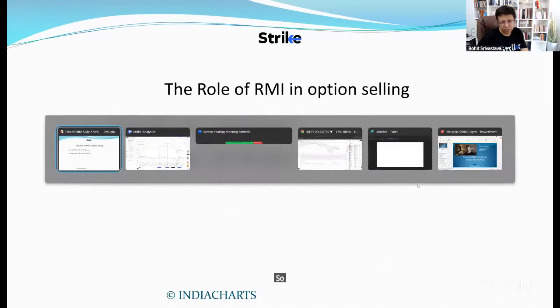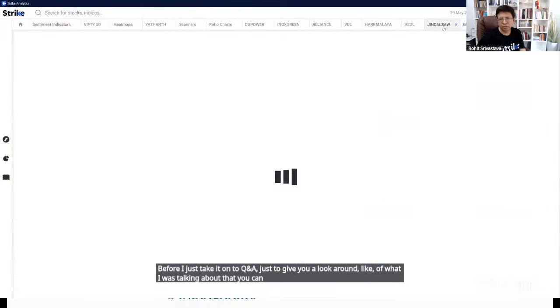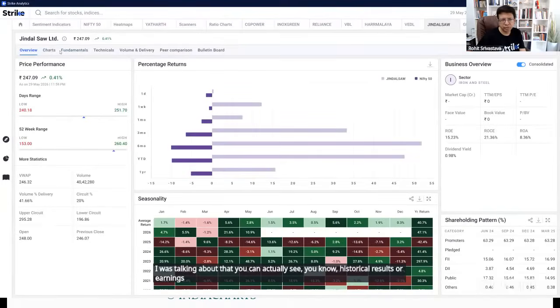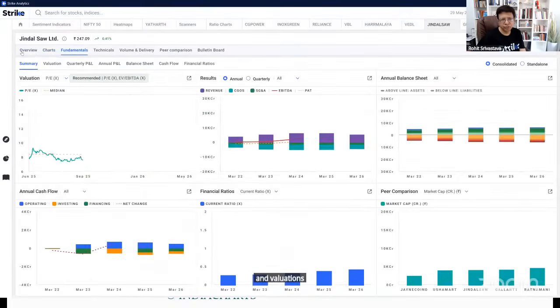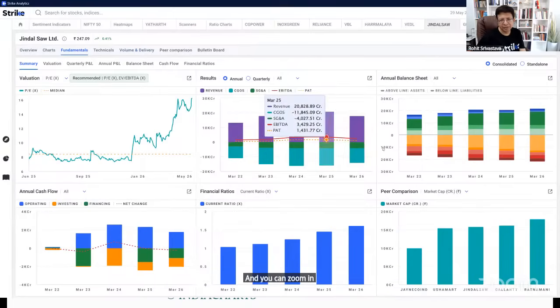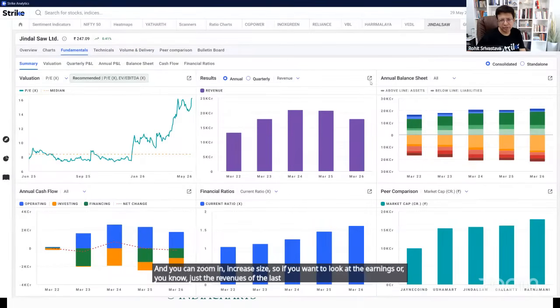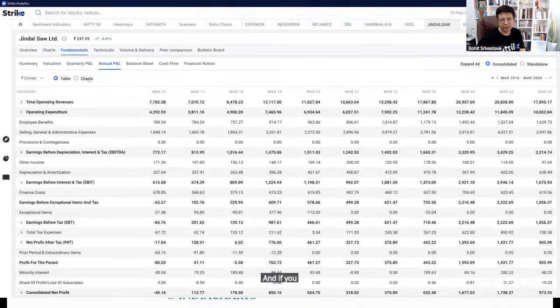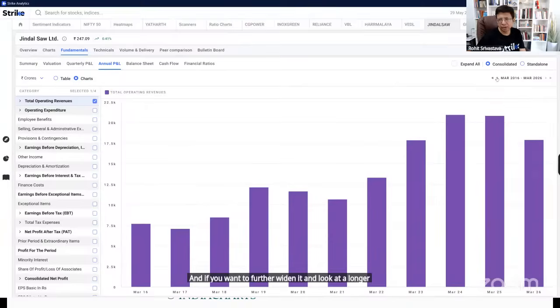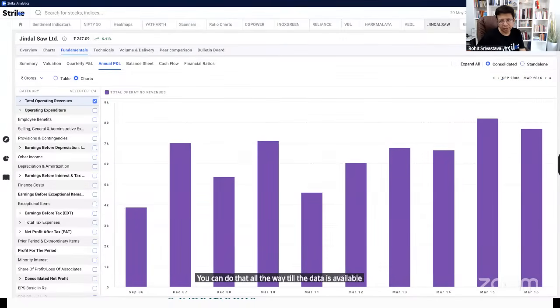So before I take it on to Q&A, just to give you a look around of what I was talking about, that you can actually see historical results or earnings or numbers and valuations of everything. So you see when you open a stock, you see all this over here, you get absolutely everything about that stock. And you can zoom in, increase size. So if you want to look at the earnings or just the revenues of the last 5 years, 10 years, and if you want to further widen it and look at a longer time period and scroll backwards, you can do that all the way till the data is available, till the stock was listed.